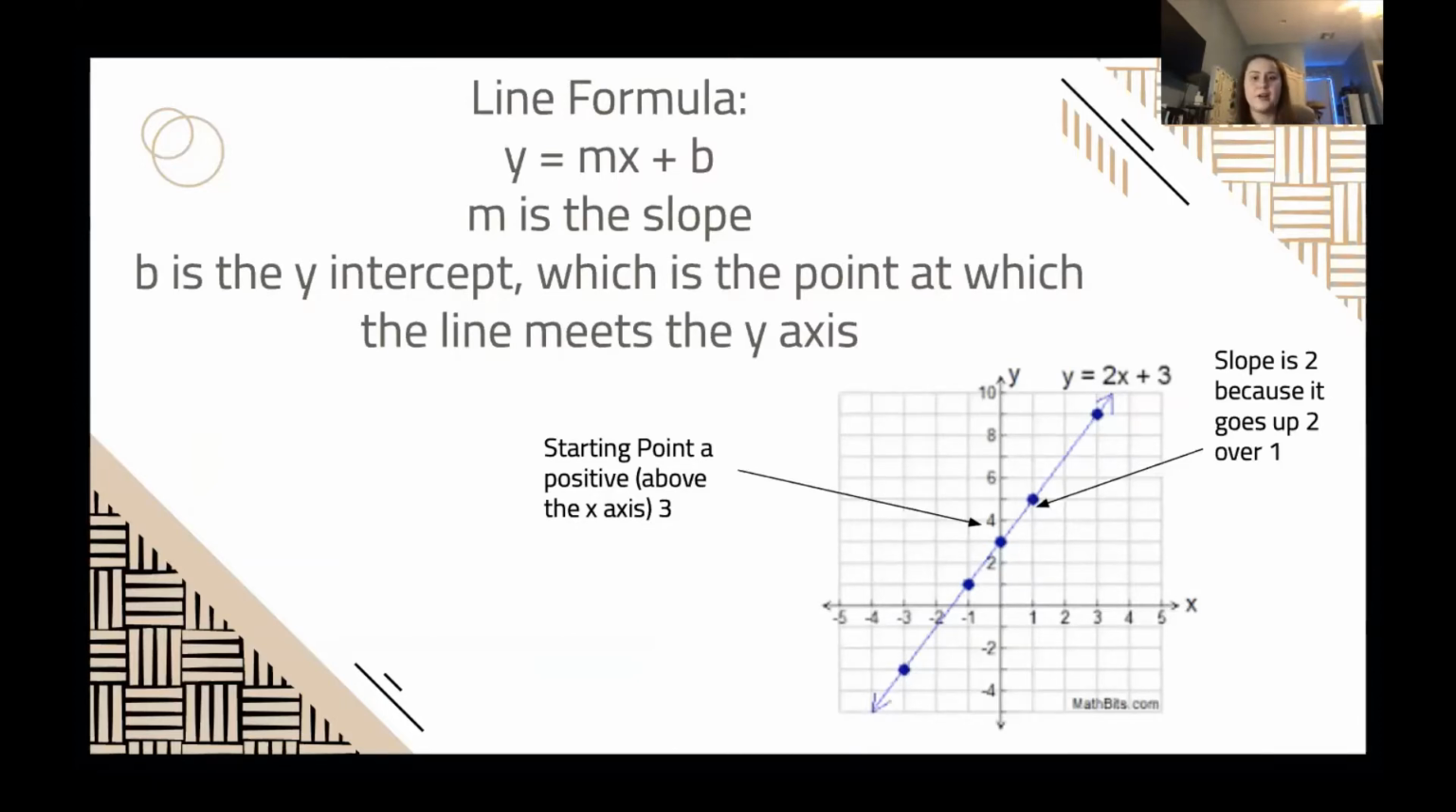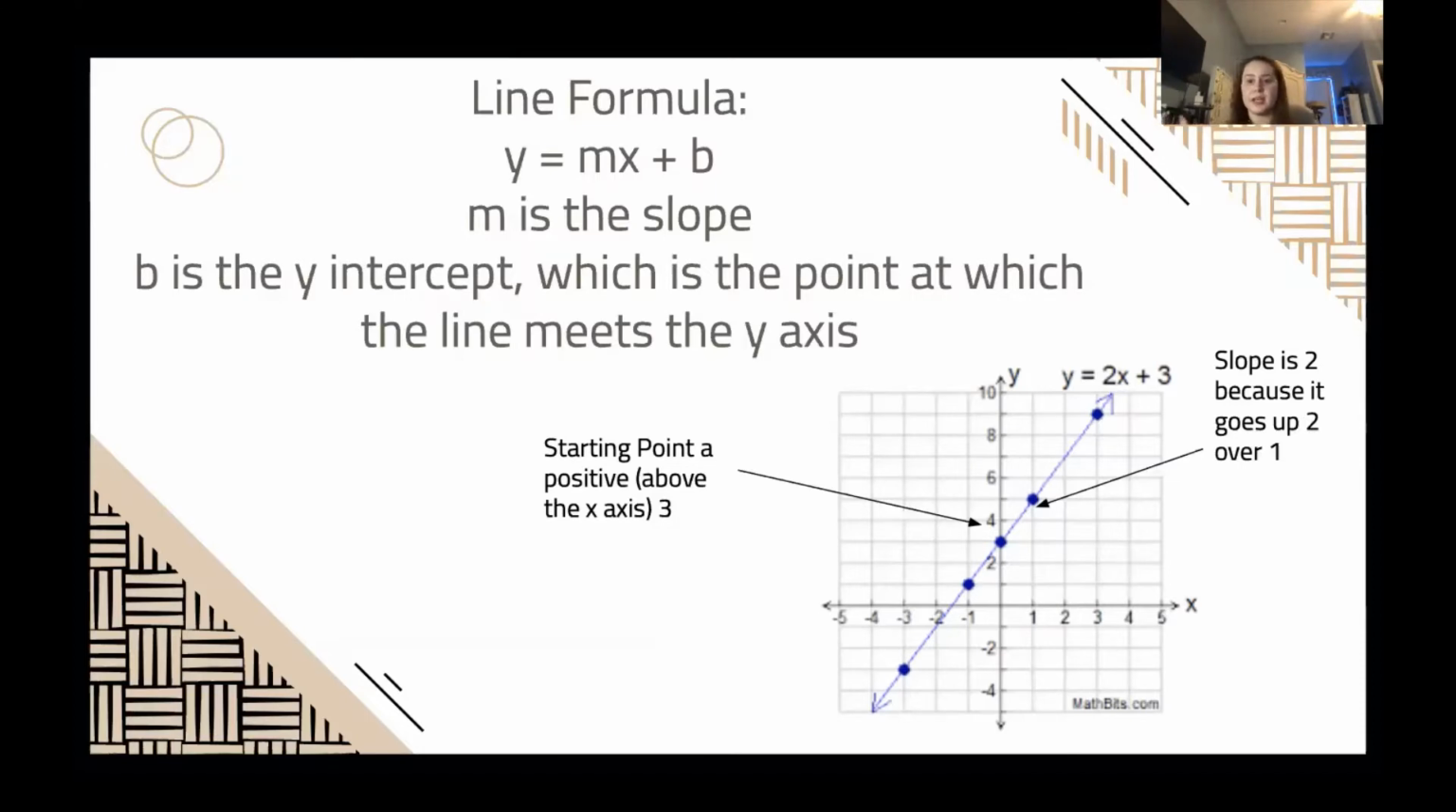I don't know if you guys have seen this. It's a pretty standard formula that you'll see very, very often throughout school and just everywhere. Y equals mx plus b. It is a simple line formula where m is the slope, b is the y-intercept, which is the point at which the line meets the y-axis.